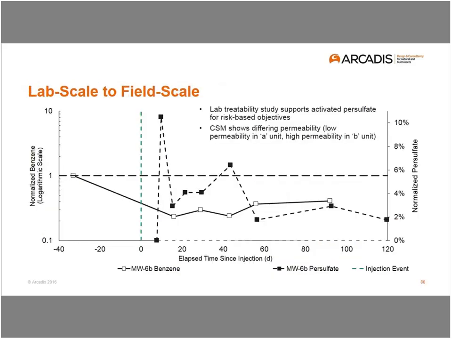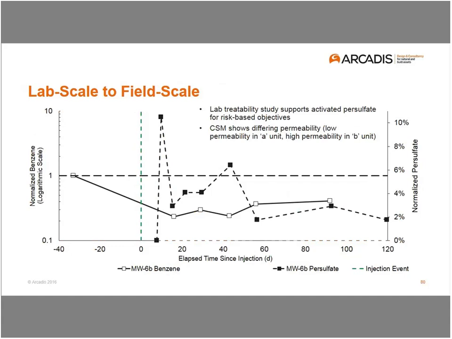This is an example of taking lab-scale data to the field scale as more of a pilot, so kind of tiptoeing into your full-scale implementation. There was a lab treatability test that supported ambient-activated persulfate for risk-based objectives. The CSM of the site showed that we had two intervals, a B unit and an A unit. The B unit was characterized as high permeability, and the A unit was characterized as low permeability.